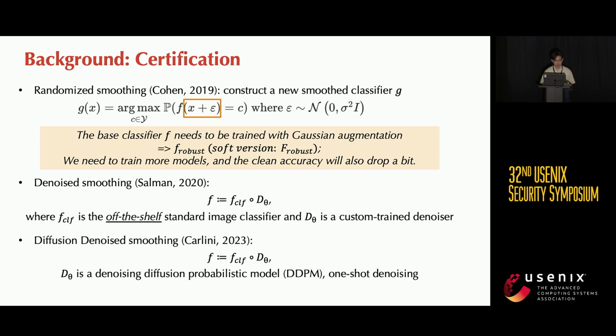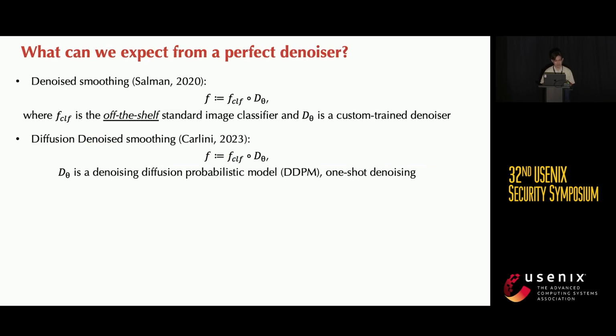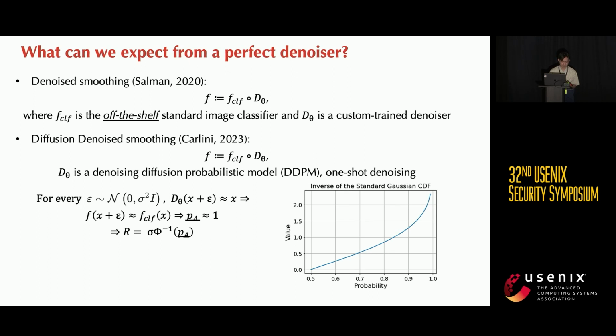So an interesting question is, what can we expect from a perfect denoiser? What if the D theta is quite perfect here? It just means for every epsilon sampled from the Gaussian distribution, we can always recover the original clean image X from the noisy images. And so the corresponding predictions will all be similar to F(x). So the corresponding lower bound for the PA will approximate 1. So the corresponding certified radius R should be quite large.